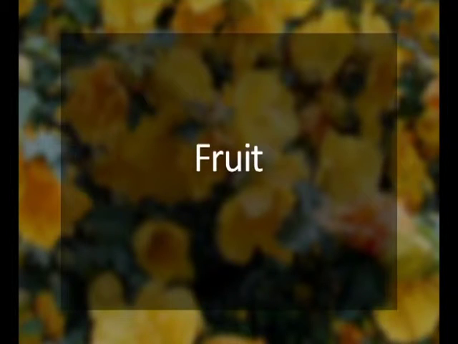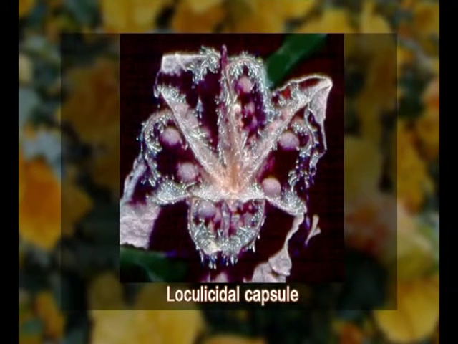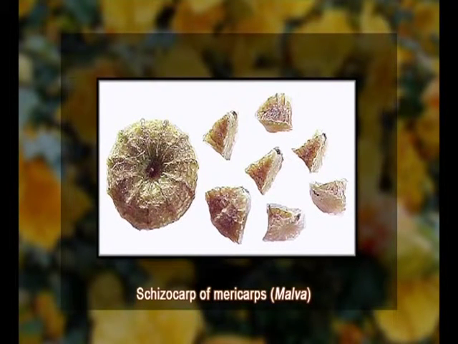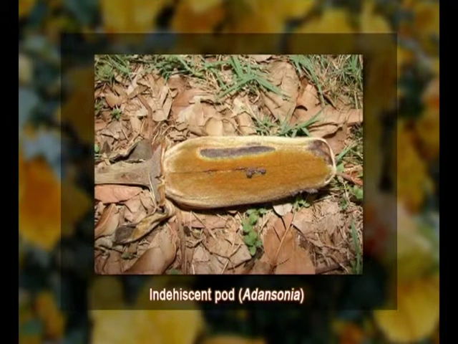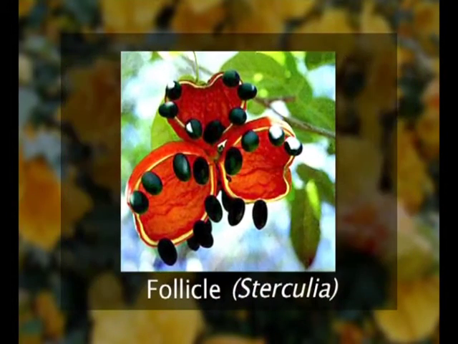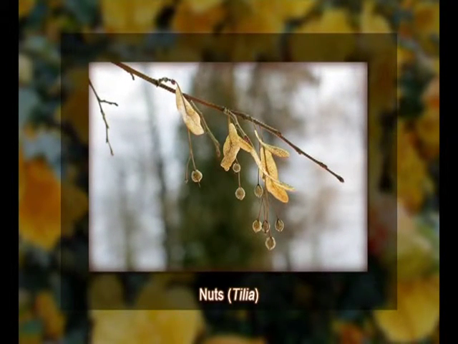Now the fruit. Fruit in the case of Malvaceae can be a loculicidal capsule. That's the common type of fruit in Malvaceae. Or it can be a schizocarp of mericarps. The example is Malva. Or it can be an indehiscent pod, what we see in Adansonia. Or the fruit can be a follicle even. The common example is Sterculia, or a nut, what we see in the genus Tilia.